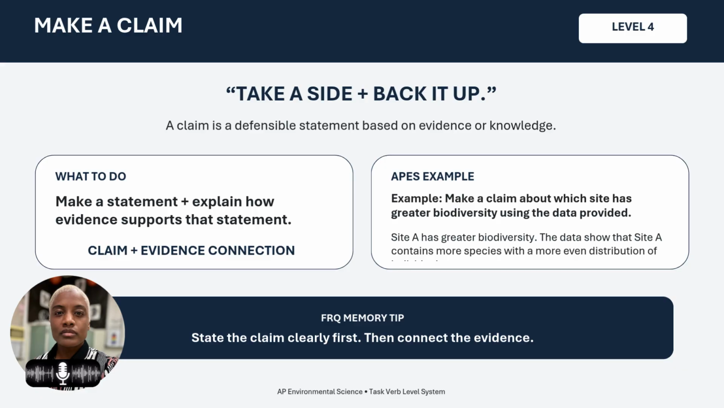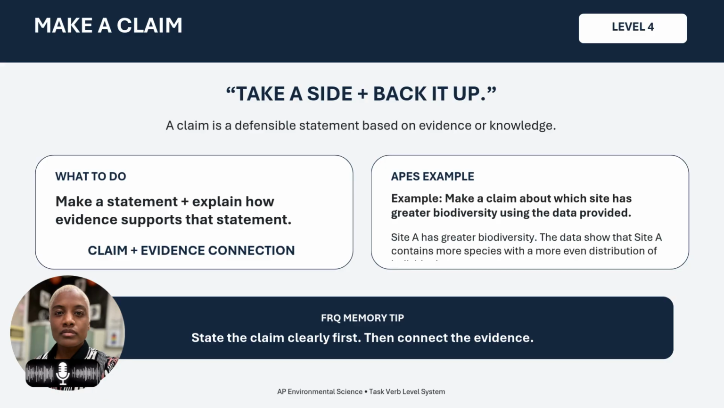That's something that you may not have experienced prior to this class, but that's how we're going in AP exams, or on the AP environmental exam at least. Often on those FRQs, you will see two graphs, and you will have to use both of those graphs or both of those visuals, whatever they are, maps, etc., to answer one question. Okay, so here we go. Here is our example. Make a claim about which site has greater biodiversity using the data provided.